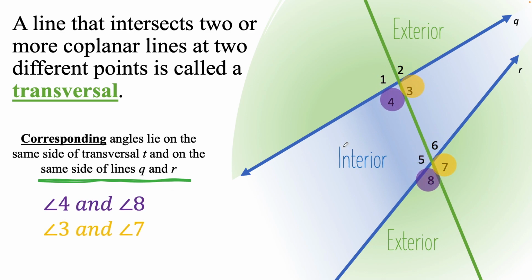There's some more here. Let's look at this. 3, see, it's sort of on the bottom of the blue line, and 7 is on the bottom of the blue line. 7 is to the right of the transversal, and 3 is to the right of the transversal. They're kind of in the same spot. Those are also corresponding angles.